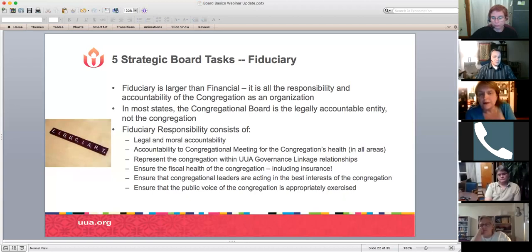I also think that the people of the congregation are a resource, that the board has a fiduciary responsibility to make sure that people are being able to rest, and that their gifts are being used to the best use of the congregation, of meeting the congregation's goals.